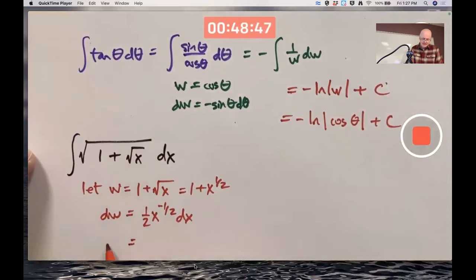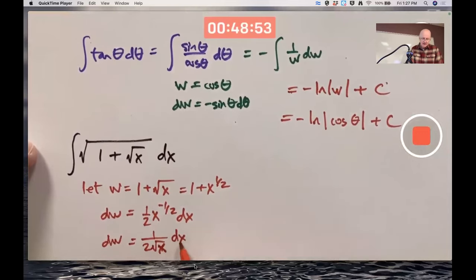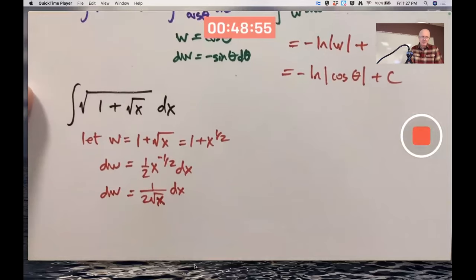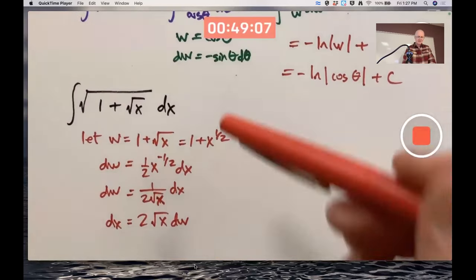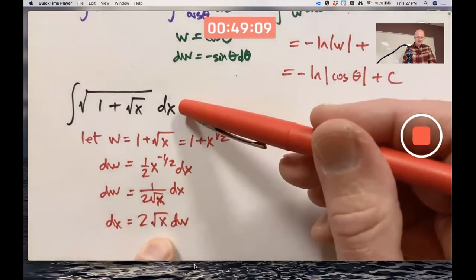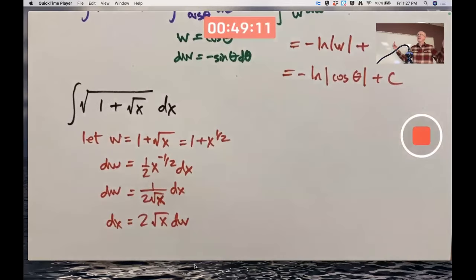It's the same as 1/2 square root of x dx. I guess that means I should multiply both sides by 2 times square root of x. dx would be 2 square root of x dW. But wait a minute. How is that helpful? If I replace dx with 2 square root of x dW, I still have an x in there. I don't want any x's anymore.